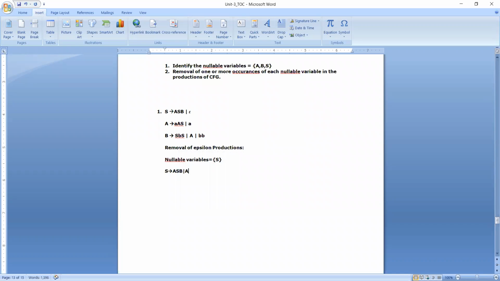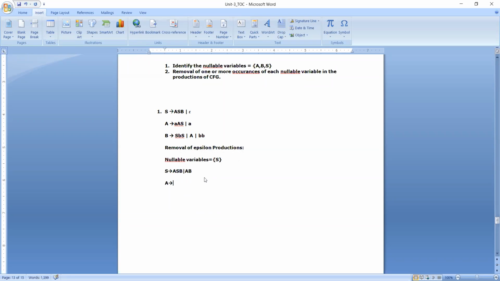Now when I remove the occurrence of that variable S, I am going to get the production capital A, capital B. In the sense, what I am doing here, this S has been replaced with its equivalent production epsilon. So when you replace this capital S with epsilon, the thing which will remain is capital A, capital B. That is what I am writing over here. Okay. Then go for the next production.